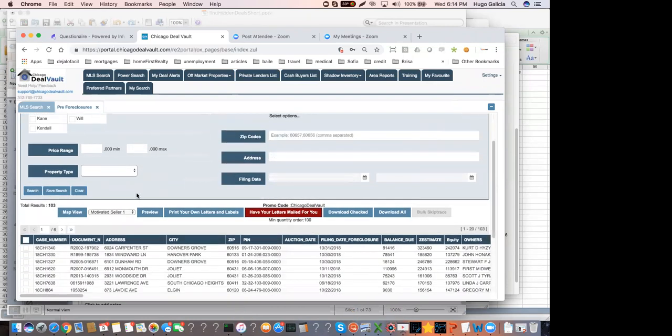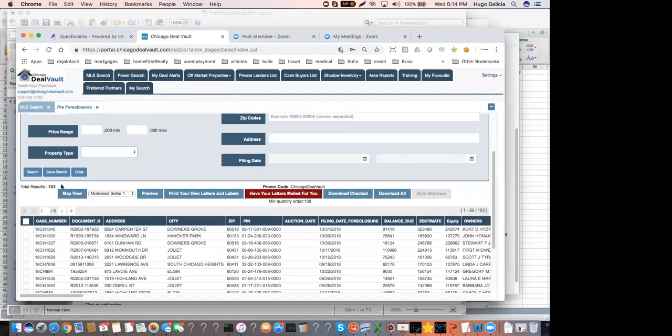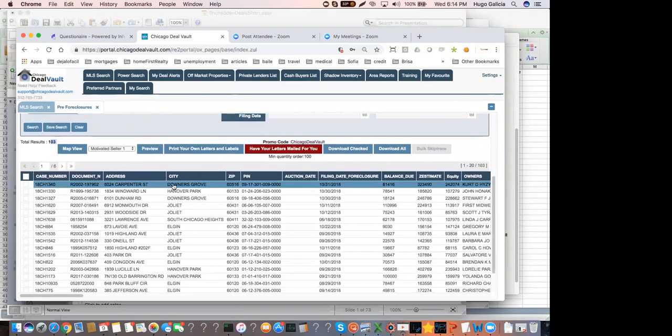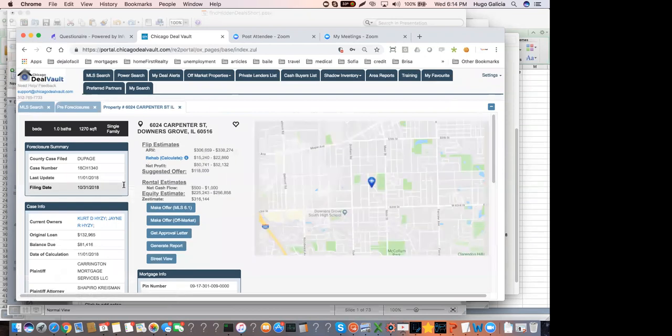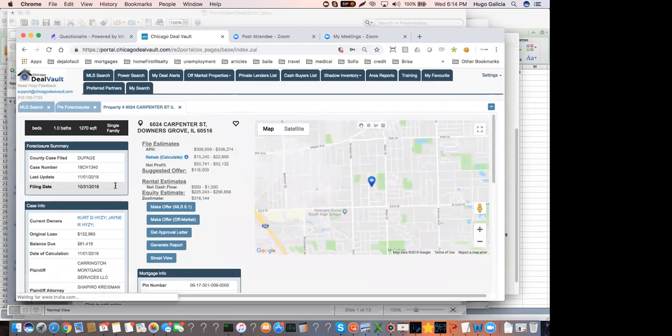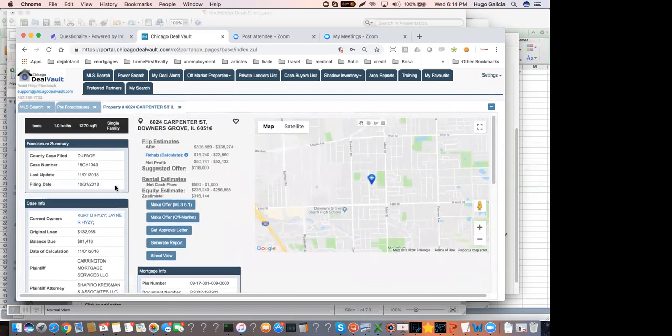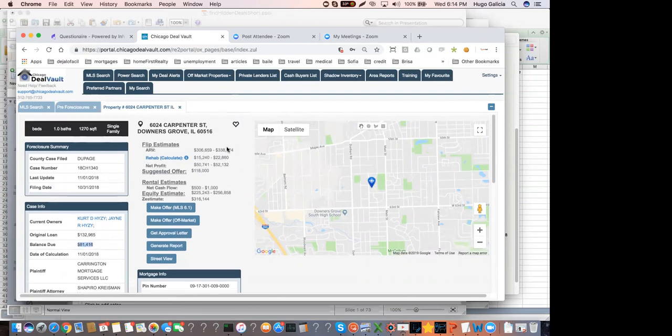So we found 103 awesome deals. So let's just quickly analyze some of them. So this is in Will County, Downers Grove. So let me just click on this property. So this is in DuPage. Now, why was this flagged as a good deal? Okay, so the balance on this property is 81,000, and this property could be worth 300 to 340,000.